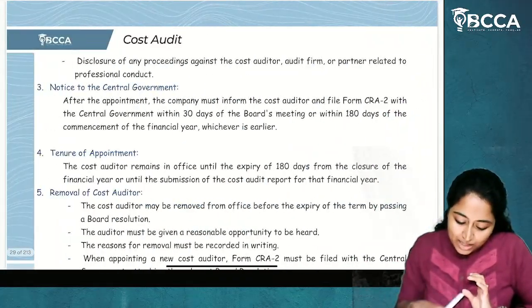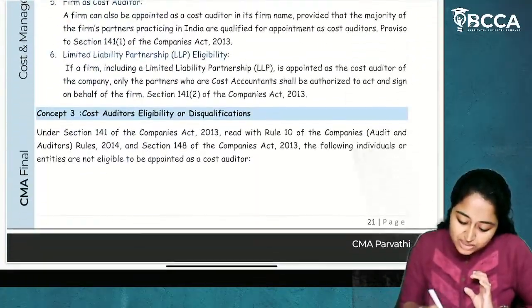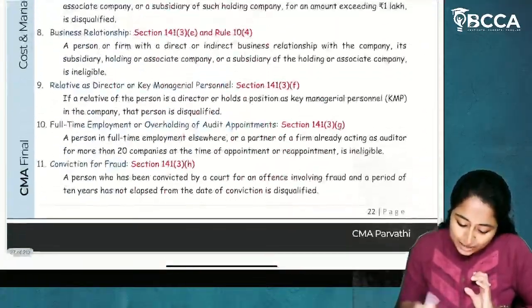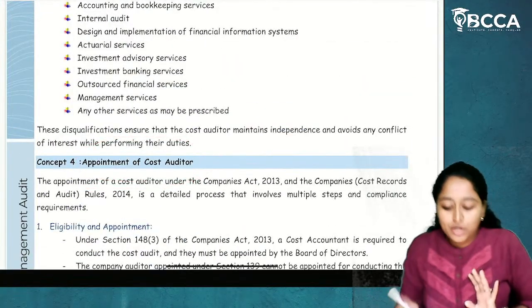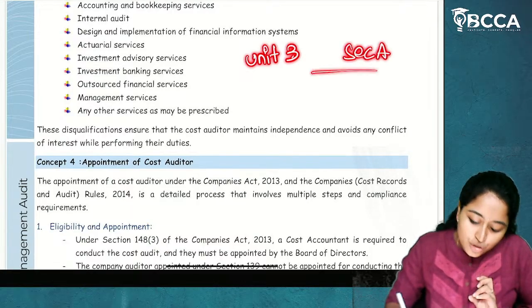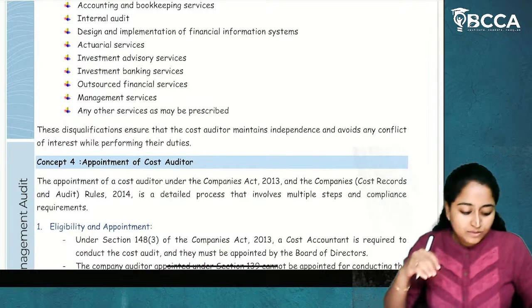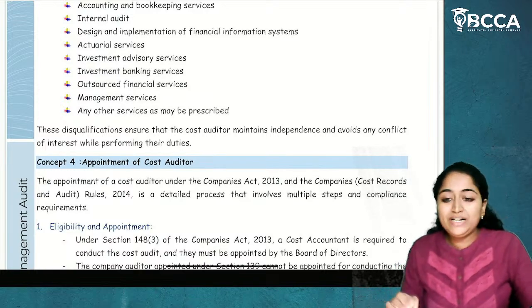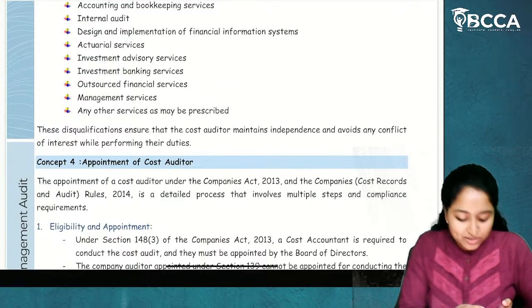Then regarding the appointment, qualifications and disqualifications of the cost auditor. These are the important concepts from Unit 3, Cost Auditor, from Section A, Cost Audit. I hope it's clear. Is everything clear so far? We have completed Unit 3 of Cost Auditor. Is everything clear? Give me a quick reply in the chat box.